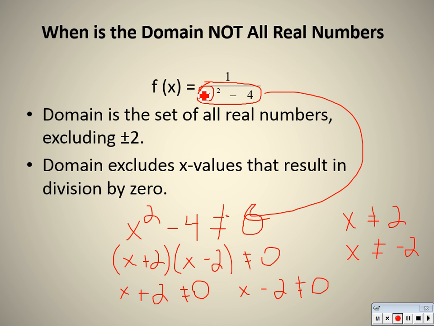So in terms of what I would state what the domain is for this, I would say the domain would be all real numbers except x can't be 2, x can't be negative 2. Any other number that I would substitute in for x would get me some kind of real answer for y. So that's one case when the domain is not all real numbers.